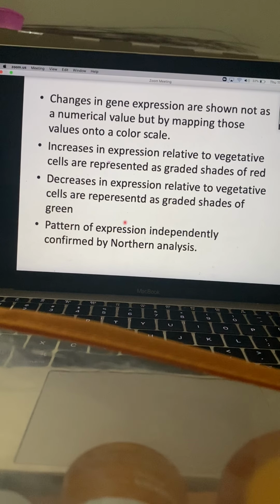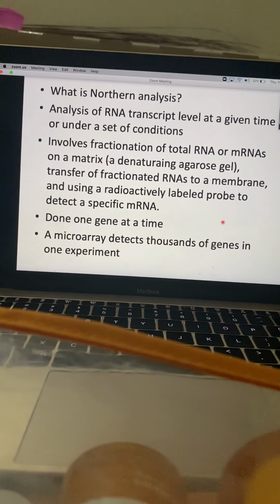So the pattern of expression was independent, given that this was the first time this was done, and normally too, people always try to use an independent confirmation. So the pattern of expression was independently confirmed by northern blot analysis. So what is northern analysis?